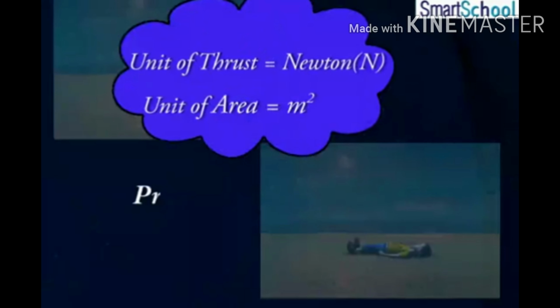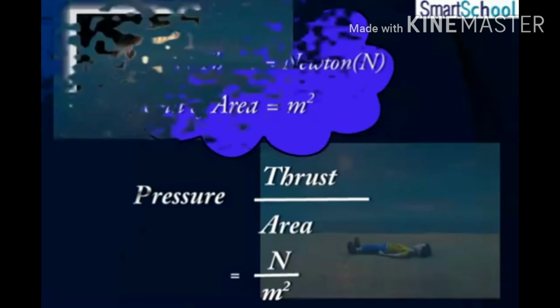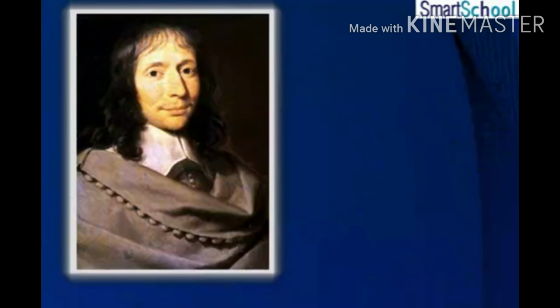The unit of thrust is Newton. The unit of area is meter square. So the SI unit of pressure is Newton per meter square. It is also called Pascal, in honor of the scientist Blaise Pascal, denoted by Pa.